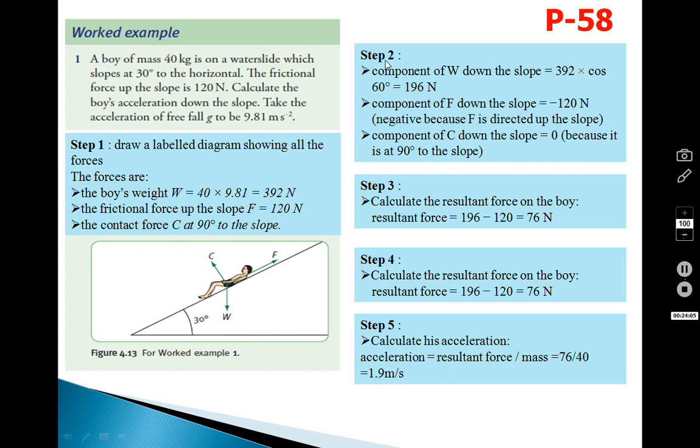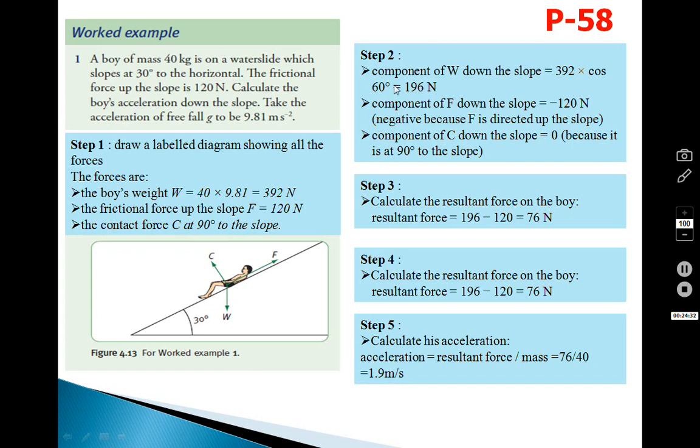Okay, now we'll move to step 2. Step 2 now is we are trying to find a resultant force on the boy which makes him accelerate down the slope. So we resolve the forces down the slope. We will find their components in that direction.